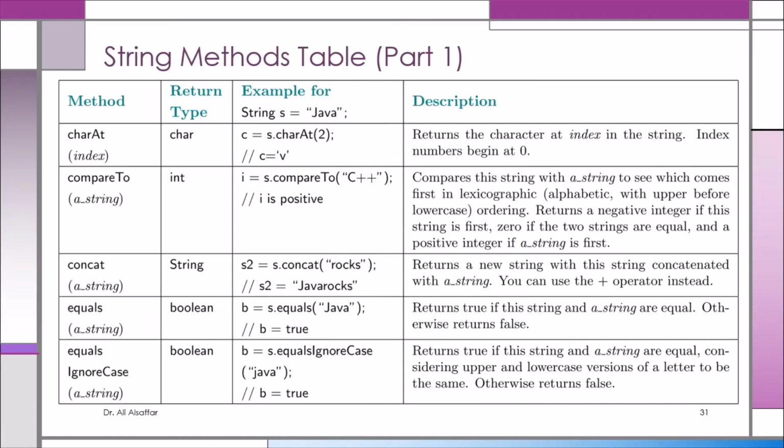Methods that we need to cover. This is table number 1. We have finished charAt in the last lecture. compareTo will be postponed to chapter 3. concat we finished. It combines two strings. equals and equalsIgnoreCase will be discussed in chapter 3.